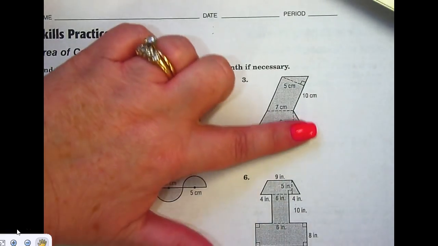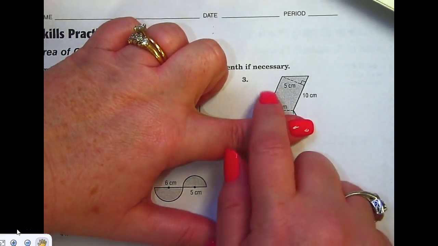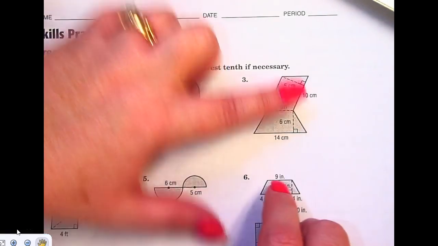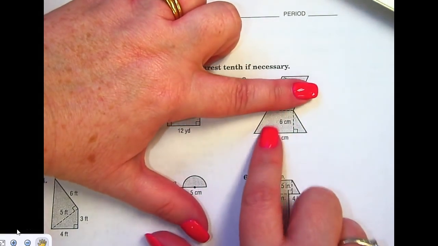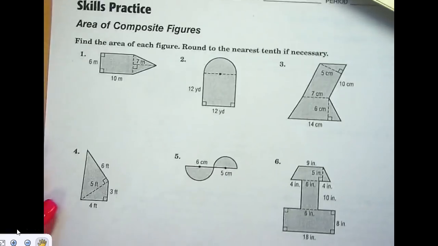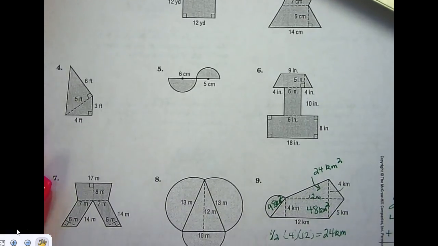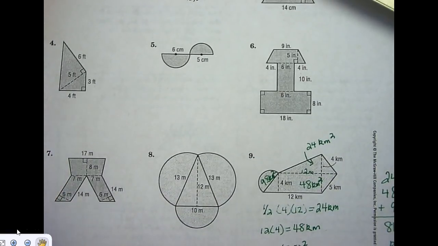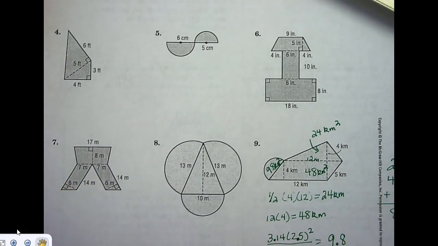So you're just going to have to be careful with how you're looking at them. What's this shape in number 3? It's a parallelogram with a, what's this bottom? A trapezoid. Okay? So if you're having trouble seeing the shapes, come see us. Come check in if you need help.